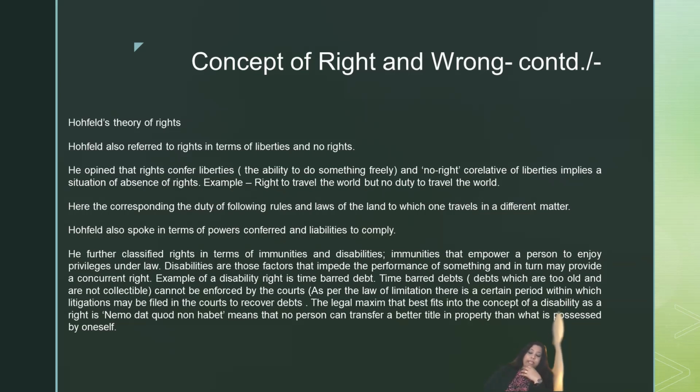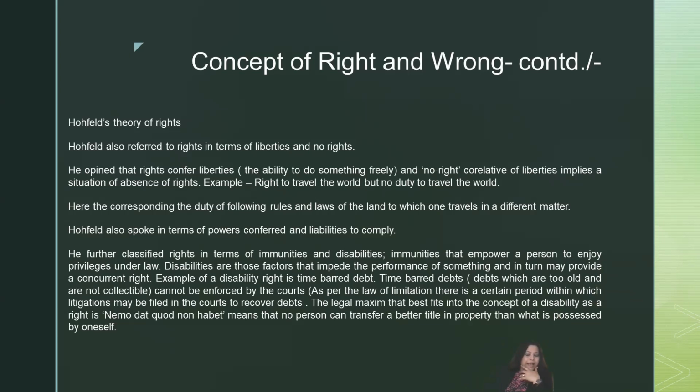And finally, B's children say, why didn't he pay you back? Let us file a case against him. Now it becomes a time-barred debt. In law, you have the law of limitation, and according to it, any suit to be filed for whatever matter has different time limits. In the case of debts, there is a particular time limit. Any debt which is too old to be collected and which cannot be enforced by the court is called a time-barred debt.